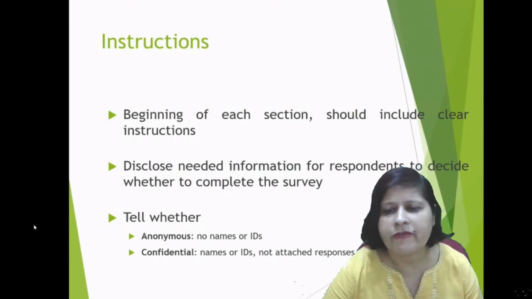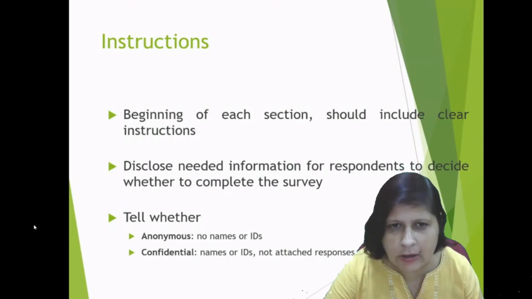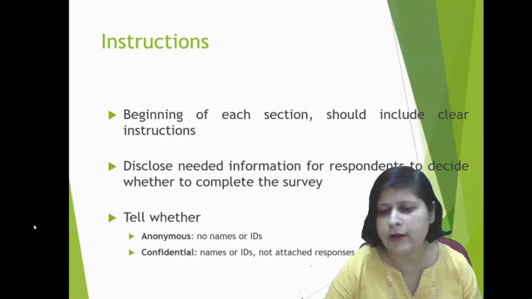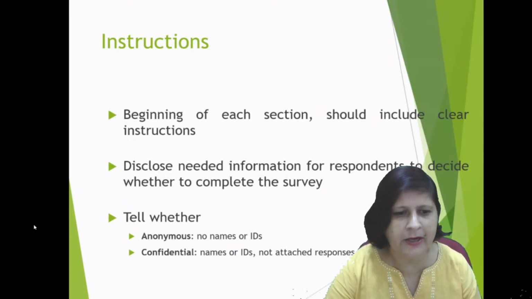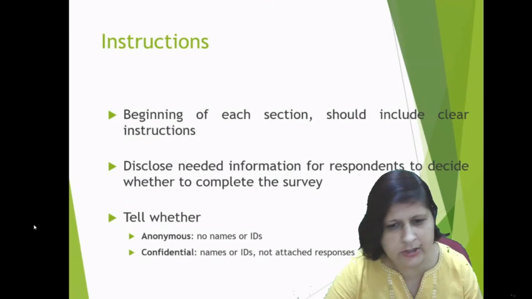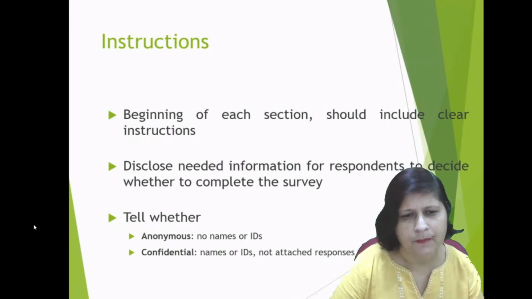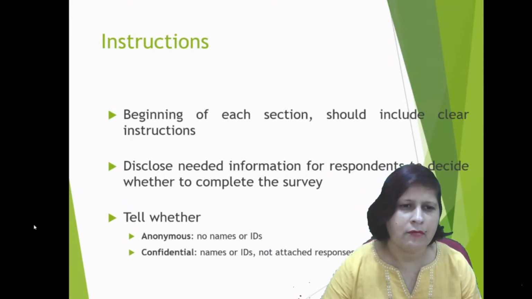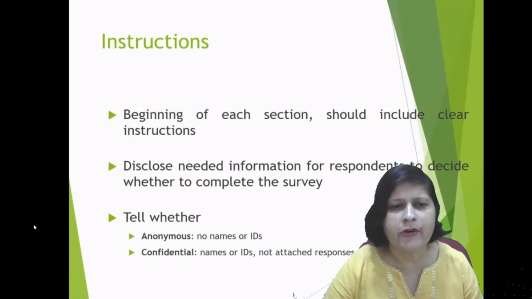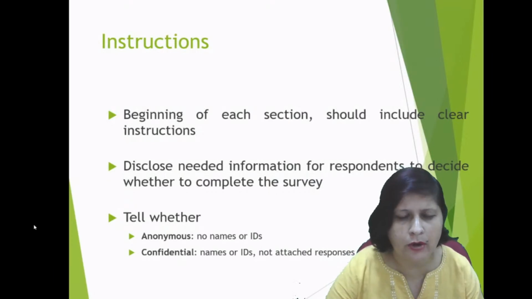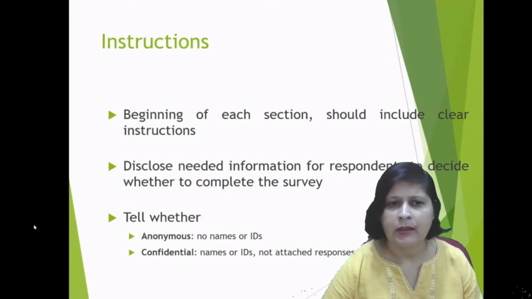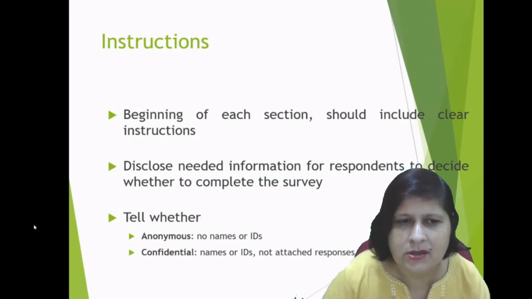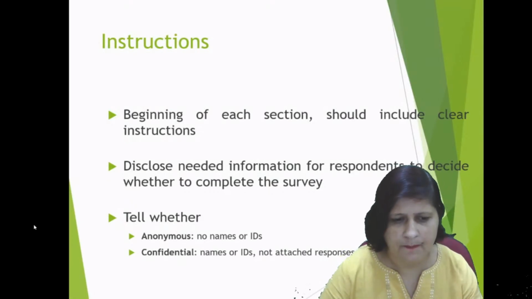Instructions: the beginning of each section should include clear instructions, if there are any. Disclose the information needed for the respondent to decide whether to complete the survey or not. Don't cheat anyone. Disclose why you are collecting the information and how you are going to use it. This will help the respondent think about whether they want to answer those questions or not.